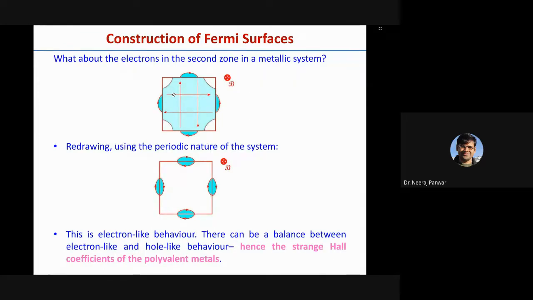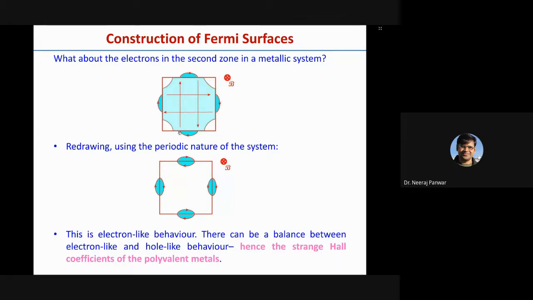Next we can ask, if the Fermi surface is lying in the second Brillouin zone, what is the behavior of electrons in the second zone under the influence of a magnetic field? So the electron will move like this clockwise, and once it reaches here, it would be translated. It will appear again here, so it will move like this. Or if the electron is here, it will move like this. Then it would be translated, it will appear here, and it will move like this.